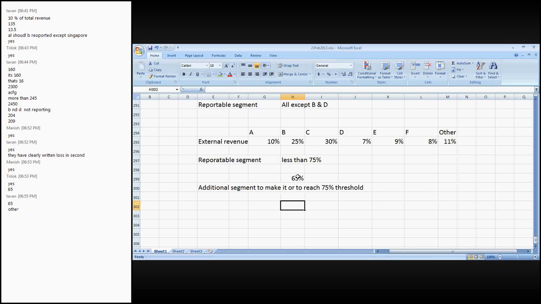E and F, D and E. Which one? Others will have too many. Other is a residual category. Any reportable segment which could not be reported will be under the head other reportable segment. We'll have to include D, E or F to reach the quantitative threshold.